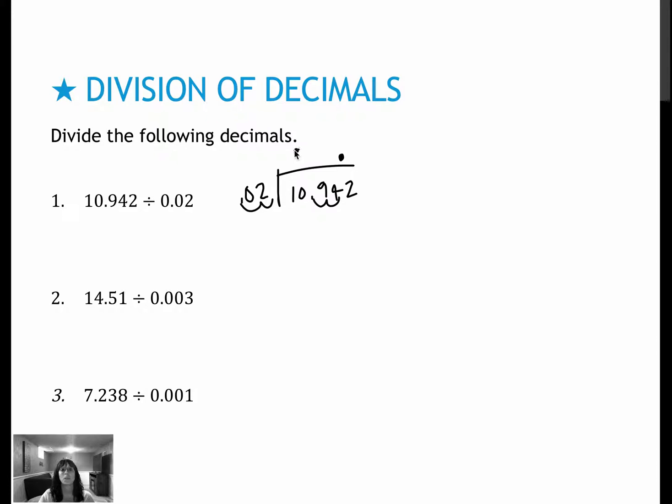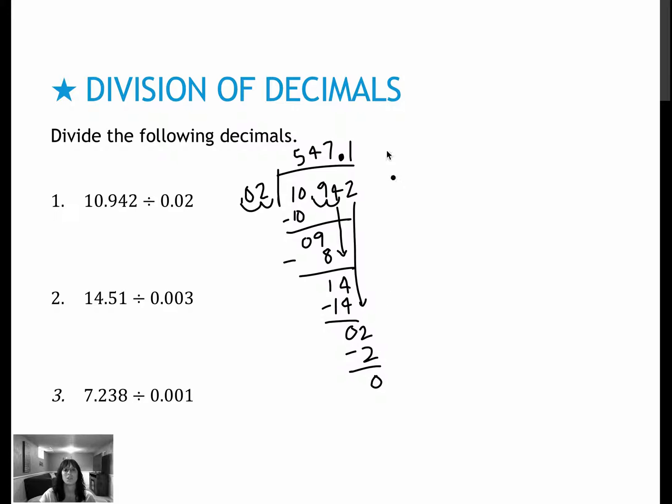2 doesn't go into 1, but it goes into 10 5 times. Bring down the 9. 2 goes into 9 4 times, which gives me 8. Subtract to get 1. Bring down the 4. I'm starting to get a little sloppy. 2 goes into 14 7 times. That gives me 0. Bring down the 2. 2 goes into 2 1 time with nothing left over. So this is a terminating example. My answer, 547.1.